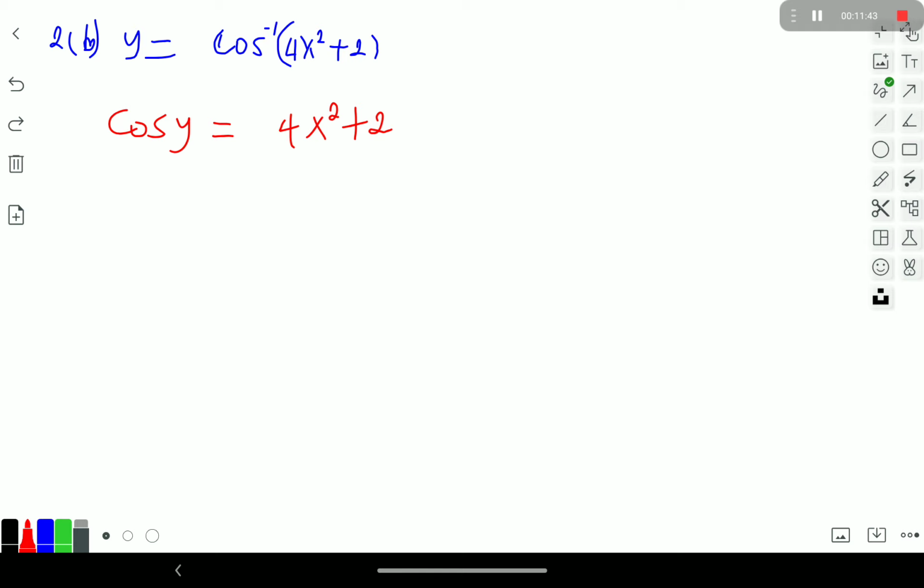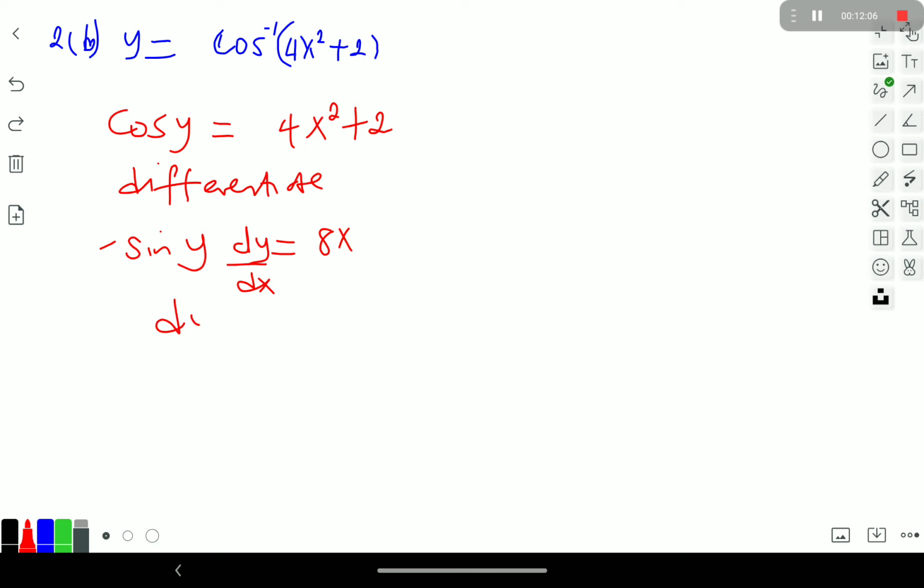If you differentiate both sides, you shall get minus sin y, but we are differentiating with respect to x, so it will be equivalent to 8x. From here, what do we get? Our dy/dx will be equivalent to minus 8x divided by sin y. Then, in the previous video we dealt with how to get sin y.